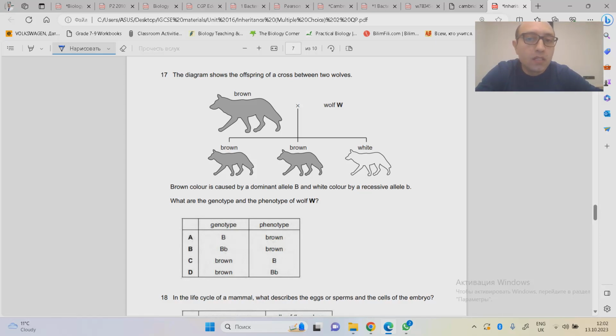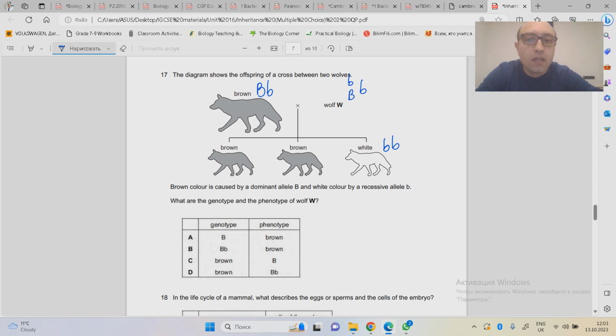Brown color is caused by a dominant allele, guys. So let's say that I will use capital B. So it is brown. Then white in here means small b, guys. So if it's small b, it means that this first parent also contains small b. And another small b will be in the next parent. So this can be small b or capital B, small b.